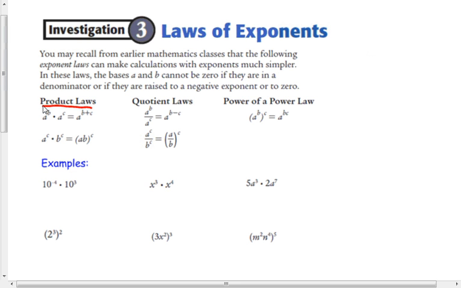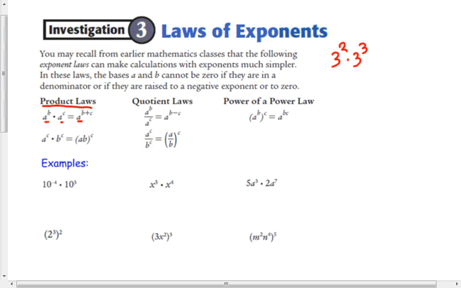What it says is if you have two exponents with the same exact base, notice there's a in both of those, you can just add the exponents together. I'll give you an example of that one over here. Let's say I have 3 to the second and I want to multiply that by 3 to the third.